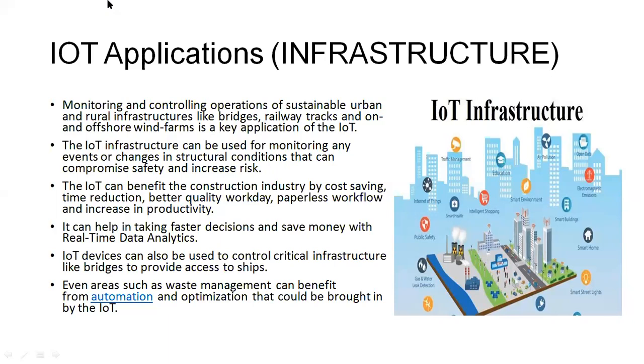IoT devices can also be used to control critical infrastructure like bridges, as we are talking about, and it can also be applied to waste management, from the automation and optimization that could be brought in by IoT. So IoT can be applied in infrastructure in many ways.